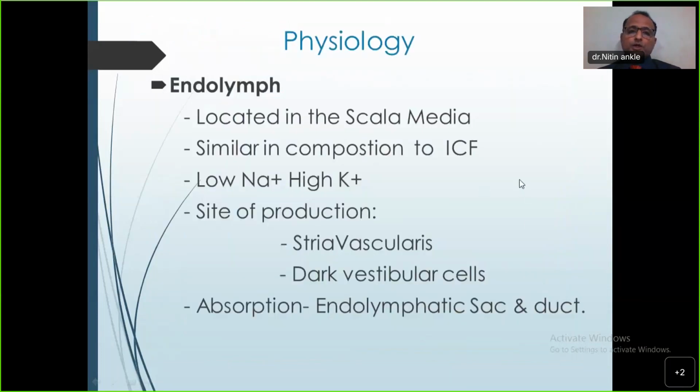Now coming to physiology, the endolymph is located in the scala media, as I told you, and its composition is similar to intracellular fluid. Typically, it has high potassium content and low sodium content. The site of production is the stria vascularis, which lines the scala media. It is secreted by the dark vestibular cells, and absorption takes place in the endolymphatic sac and duct. All these things are important because these are the ones that are going to cause that particular disease.